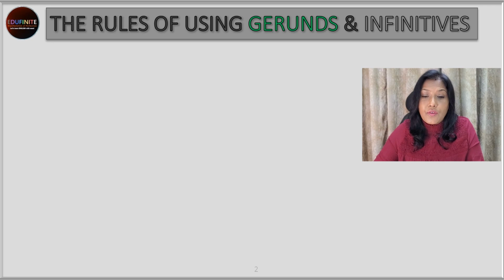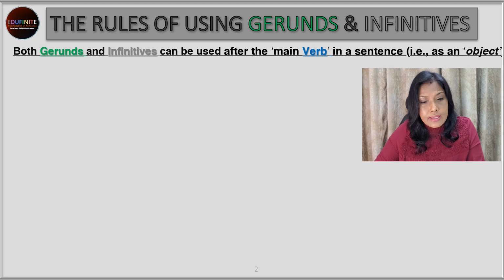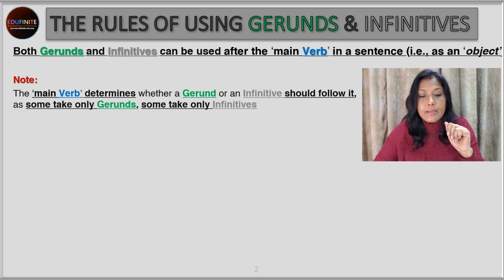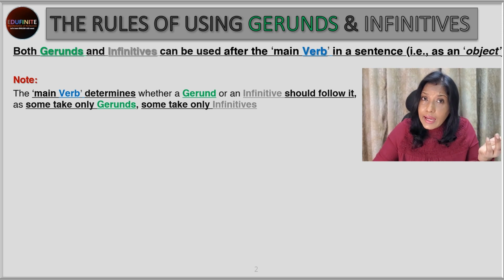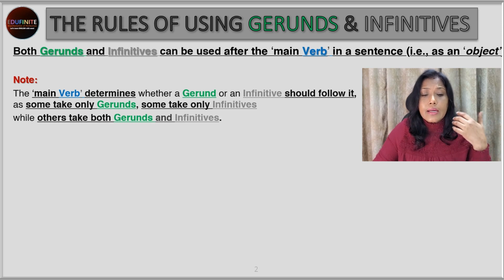Well, the rules of using gerunds and infinitives. Both gerunds and infinitives can be used after the main verb in a sentence, that is, as an object of the verb. We have to note one point. The main verb determines whether a gerund or an infinitive should follow it. Why? Because some main verbs take only gerunds, some take only infinitives, whereas others take both gerunds and infinitives.